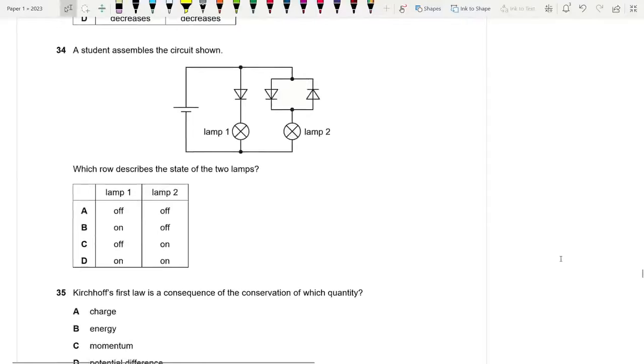34. Student assembles the circuit shown. Which row describes the state of the two lamps? Okay, current will flow out from here. It can flow through here, so lamp 1 will light up.